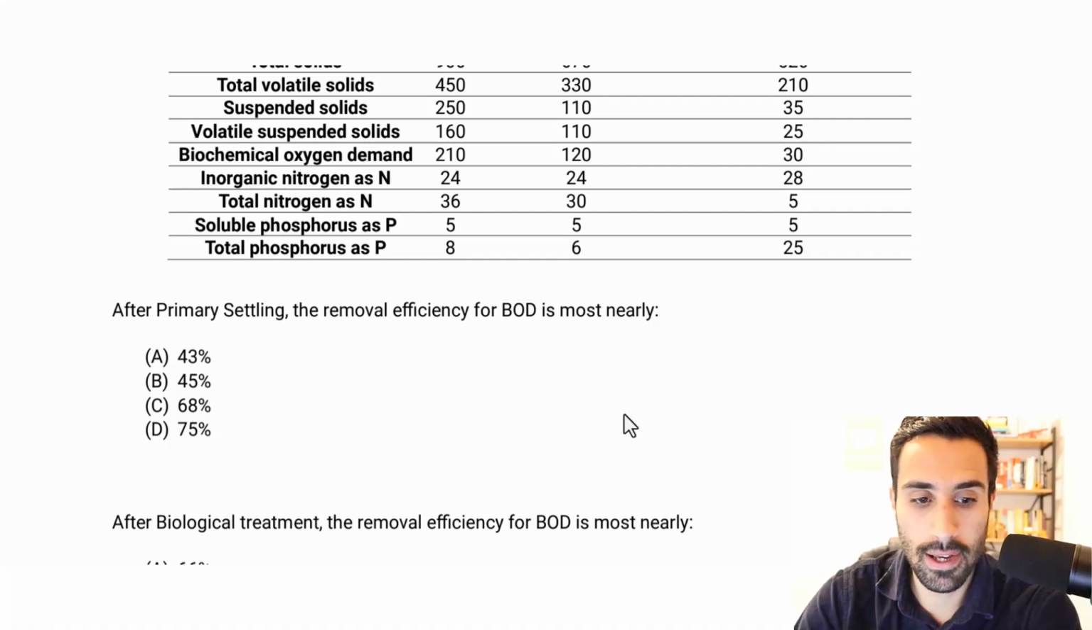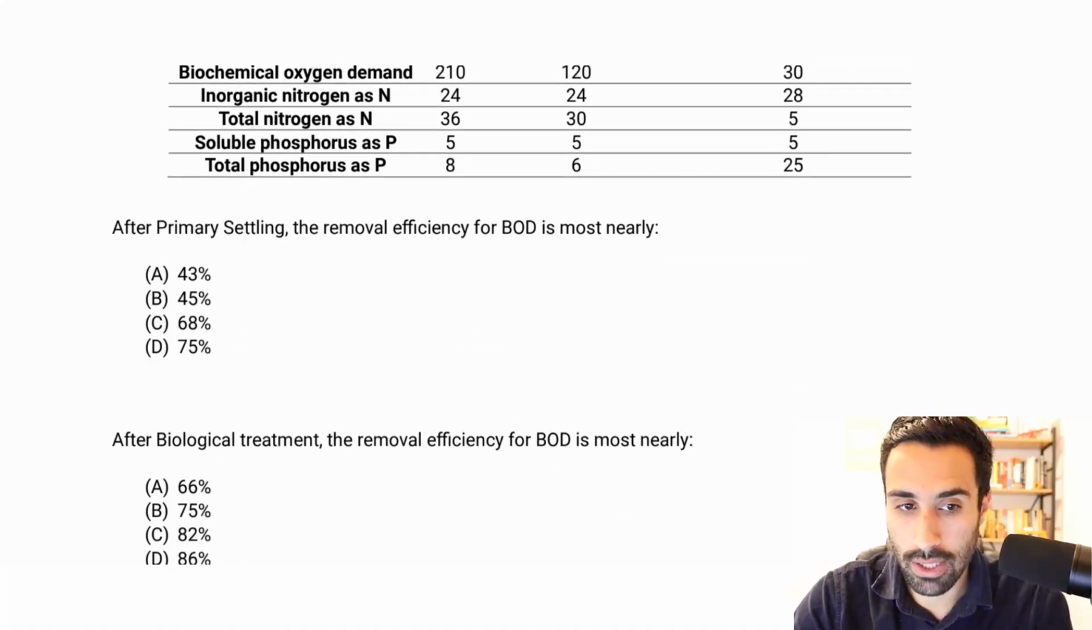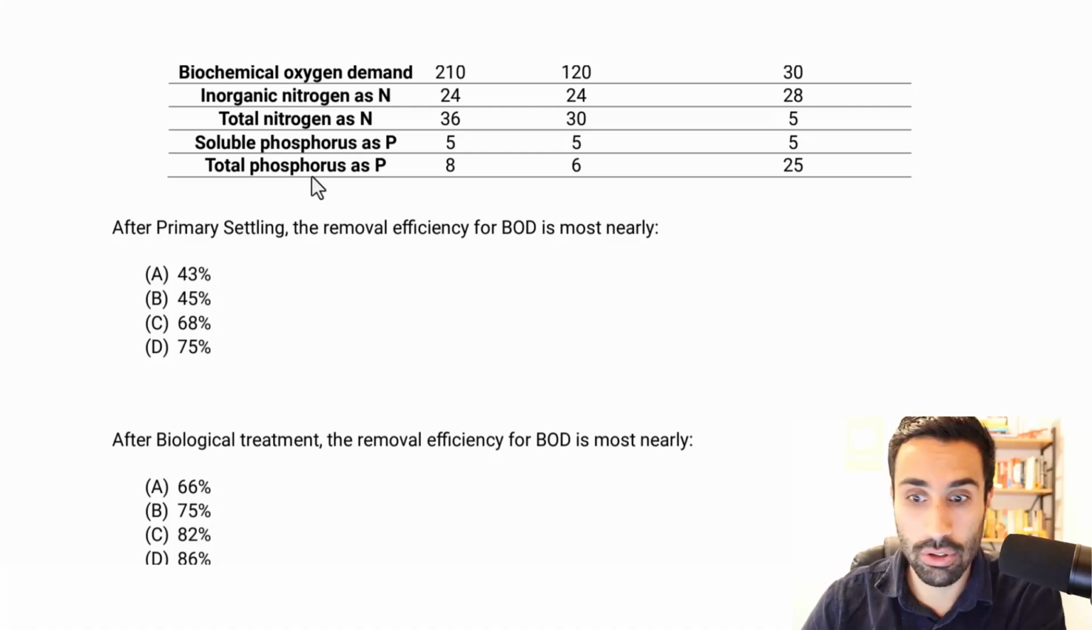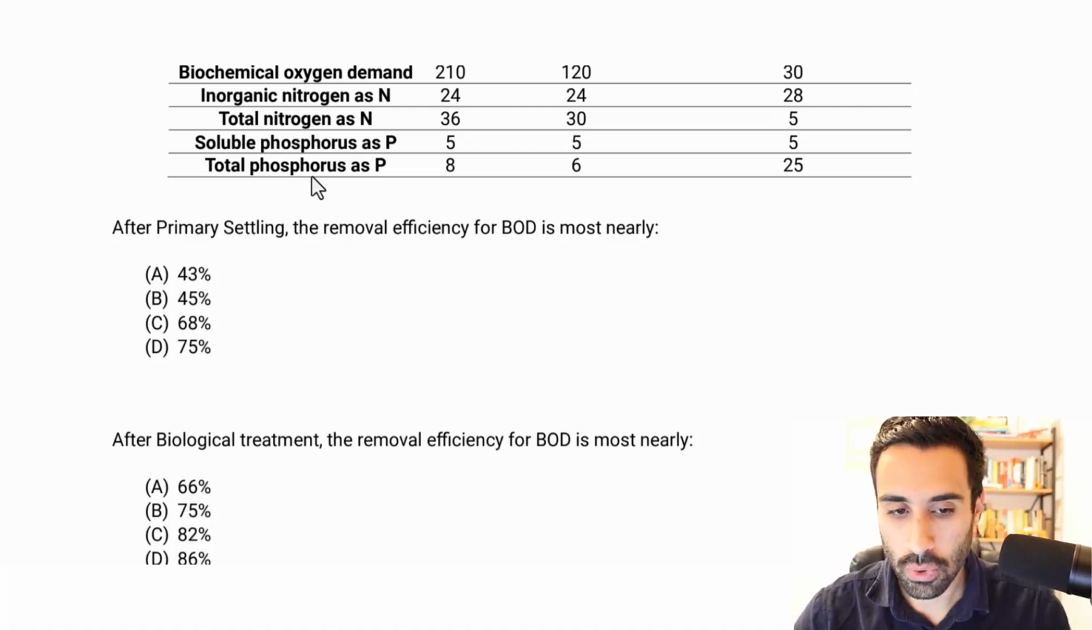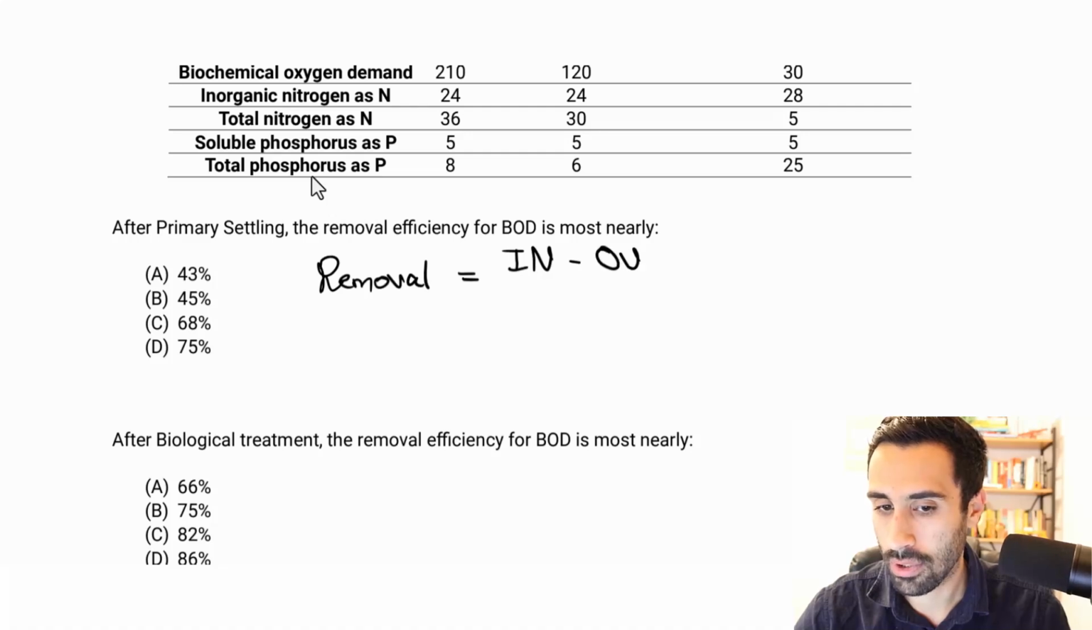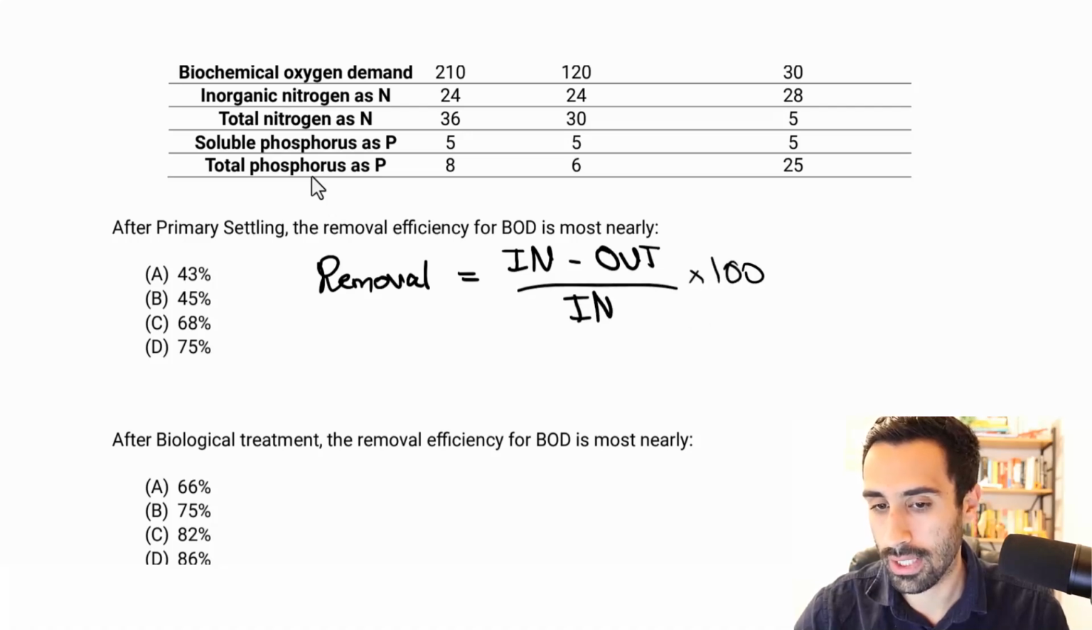Most nearly. So we will use that formula that we saw below. You can find that in your PDF in the handbook. The removal efficiency, I'll just call it removal, right here. We take whatever comes in, minus out, divided by in. That's all we do in this case. Don't forget to multiply that by 100 to get it in percent.